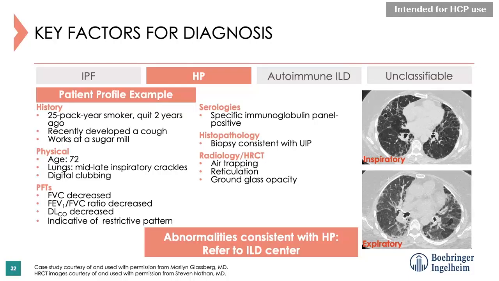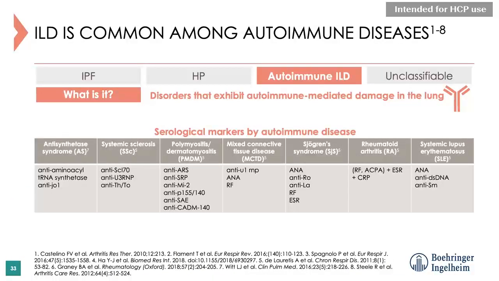If we did expiratory imaging here, which is recommended for patients for whom HP is considered, you would see air trapping and mosaic attenuation, which is quite common in HP. If you have a patient with these sort of findings, again, it's recommended that they are referred to an ILD center of excellence. So next, we're going to move on to autoimmune ILD.